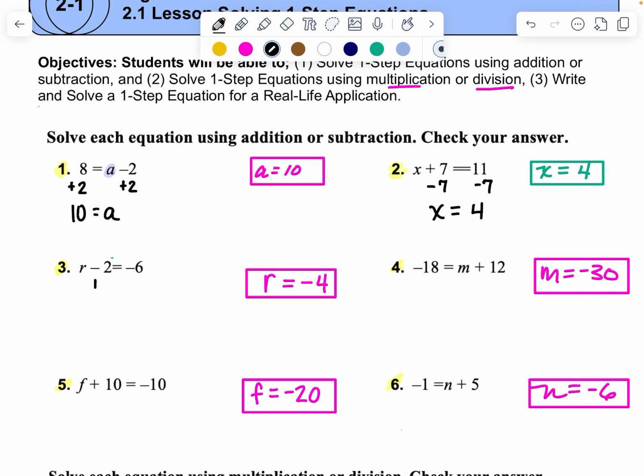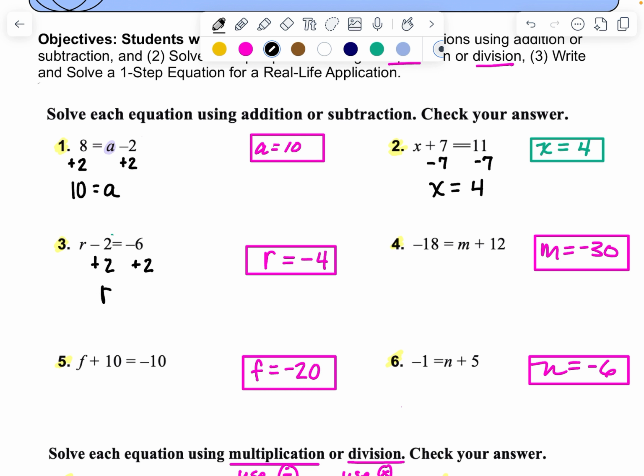Then we have r minus 2. So we're going to add 2 again to both sides here. And then we get r by itself then. Balancing the equation, we get negative 6 plus 2 is negative 4, and that's what we got for our answer here. So then for the next one, we have m on the right-hand side, and that's okay.